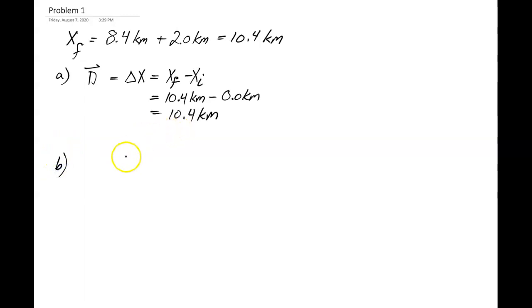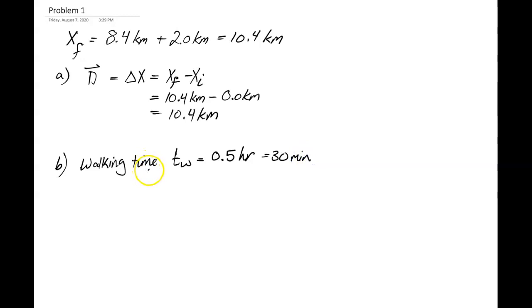So now, for part B, we know that the walking time is half an hour. So we can say that T sub W, for time for walking, is 0.5 of an hour, which is the same as 30 minutes.